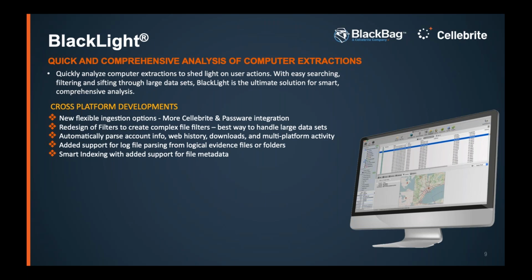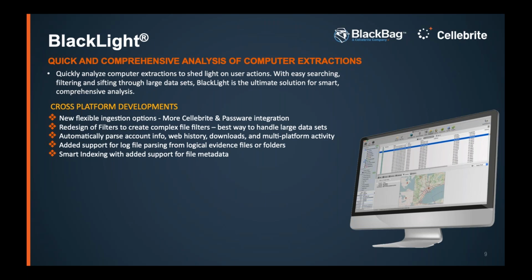Once you're at the analysis stage, we've redesigned the way in which our filters work. Blacklight's always been exceptionally good at filtering large data sets. But now we've gone a step further, and we're allowing users to create complex file filters and file filter groups. This is very useful for managing large data sets, because you can bring a huge number of evidence items into Blacklight and then use this complex file filtering system to narrow down to the data that's relevant to your investigation.